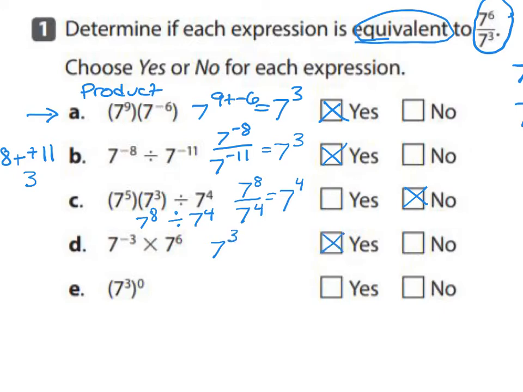Yes, it's equivalent. And 7 to the third to the 0 power. Here is an example of our power rule. We multiply those exponents, so we get 7 to the 0. We remember from class on Wednesday, 7 to the 0 or anything to the 0 is equal to 1. So this is not equivalent. Let's go on to the next page.